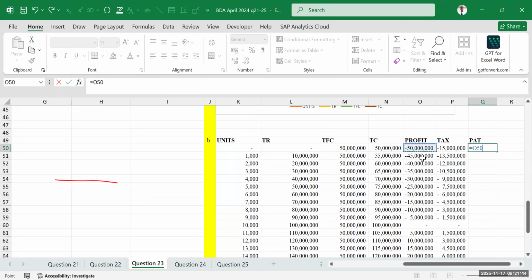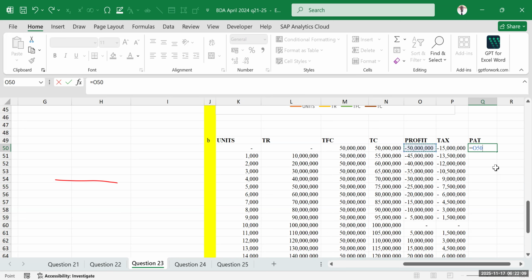Now, you have a loss of negative 50. And the tax is negative 15. Do we add or we subtract to get the profit after tax? Somebody, simple logic. We add, Molim, we add. Simple logic. We add.